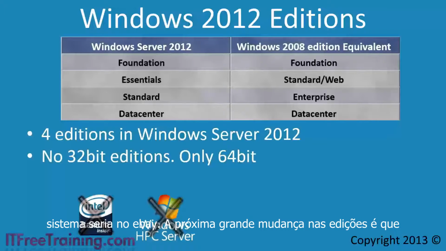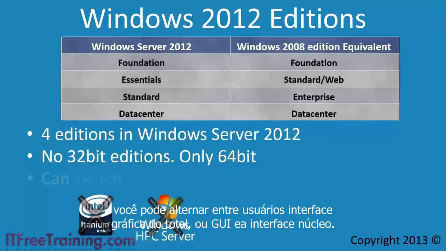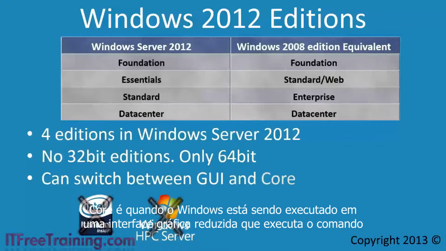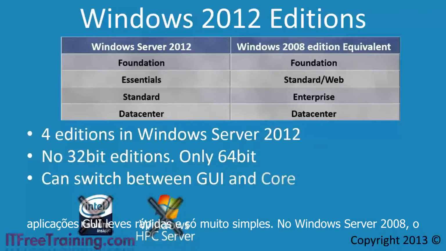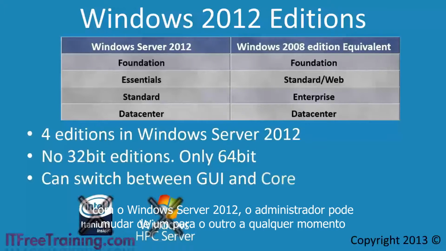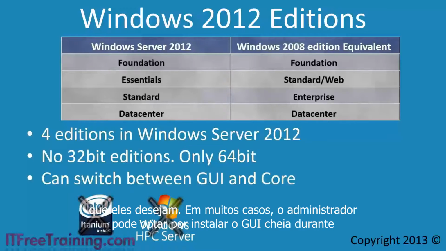The next big change in the editions is that you can switch between Full Graphical User Interface, or GUI, and the Core interface. Core is when Windows is running in a reduced graphical interface that runs the command prompt and only very simple, lightweight GUI applications. In Windows Server 2008, the administrator had to choose between the two when the operating system was installed. Now with Windows Server 2012, the administrator can change from one to the other at any time they desire.